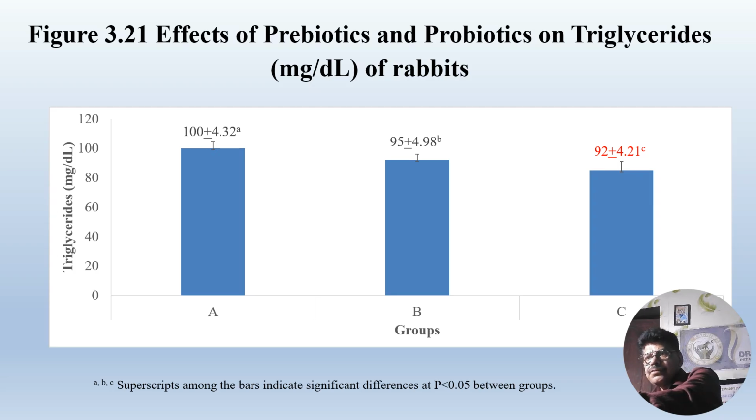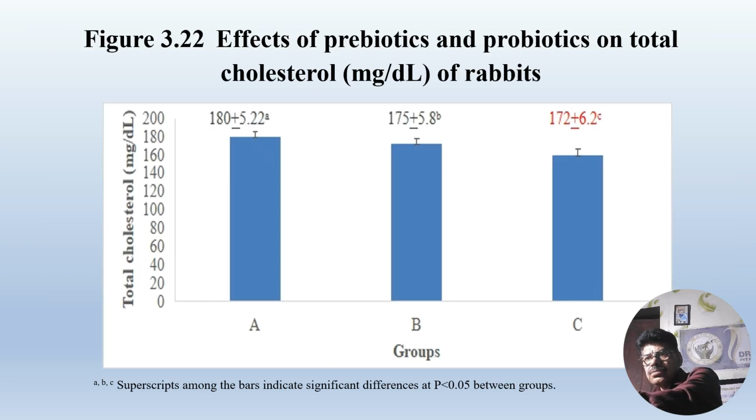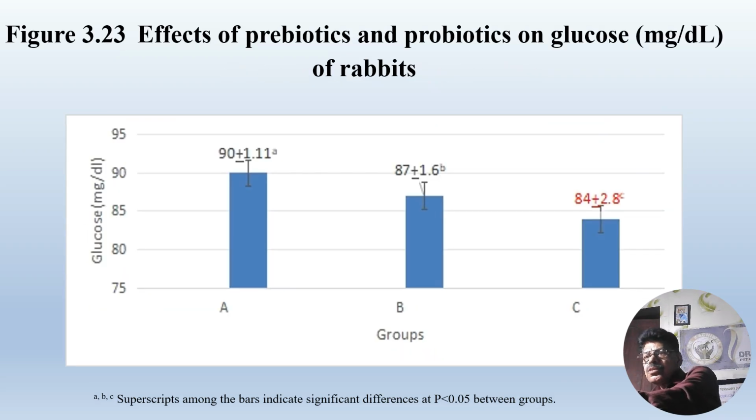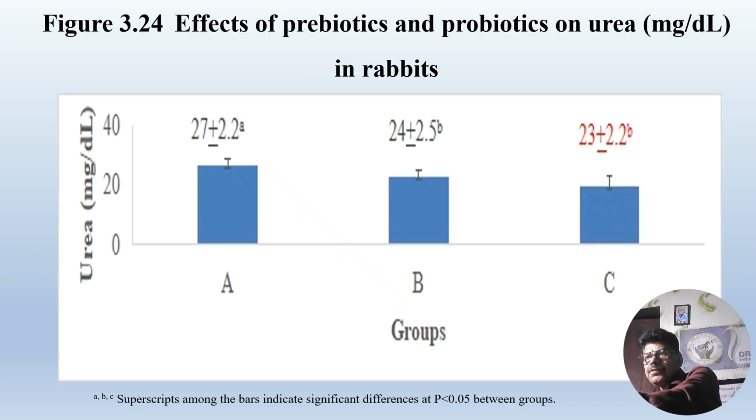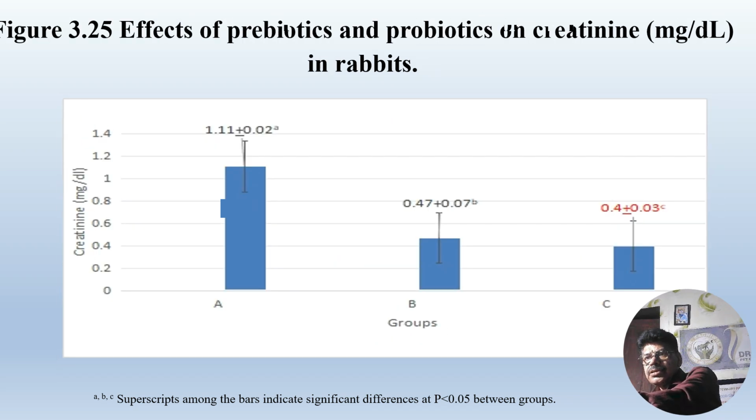The triglyceride was lower in group C. The total cholesterol was lower in group C. Glucose level was lower in group C. The urea was lower in group C. The creatinine was lower in group C.